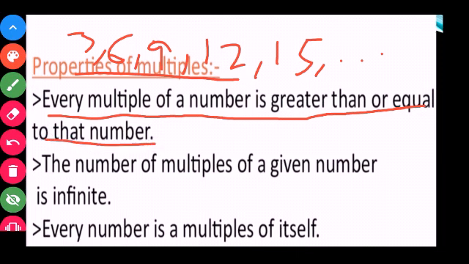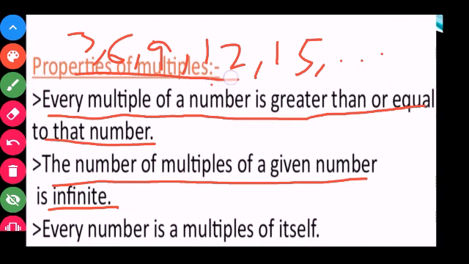Next point, the number of multiples of a given number is infinite. Here multiples continue: 3, 6, 9, 12, 15, then 18, then 21 and so on. So you can say the number of multiples of a given number is infinite. Next property, every number is a multiple of itself.